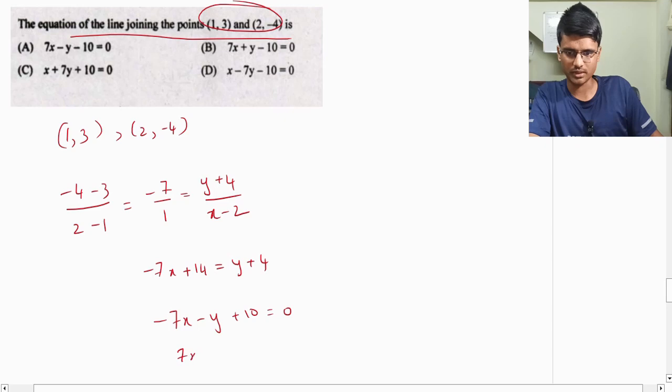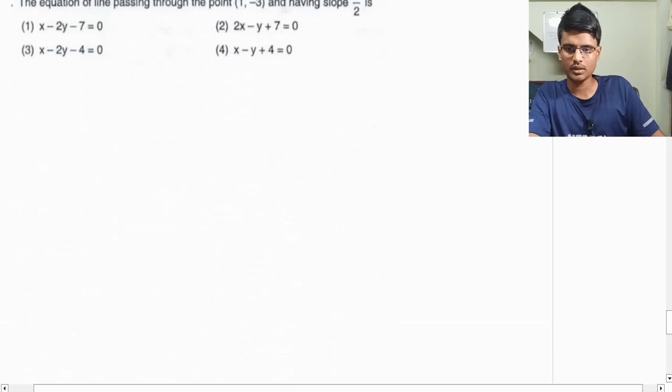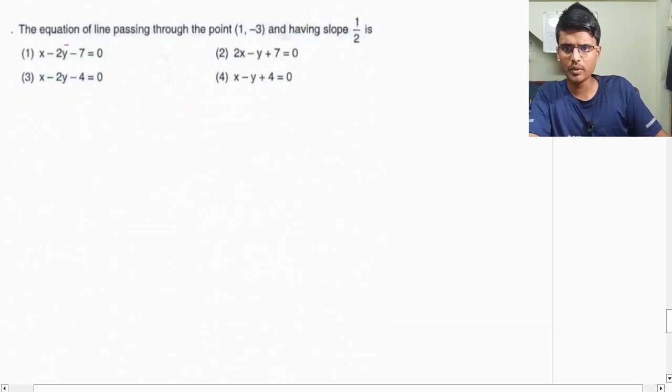If I multiply with minus 1, this is what I get: 7x plus y minus 10. So the correct answer is option B. Easy. Okay. Moving on.